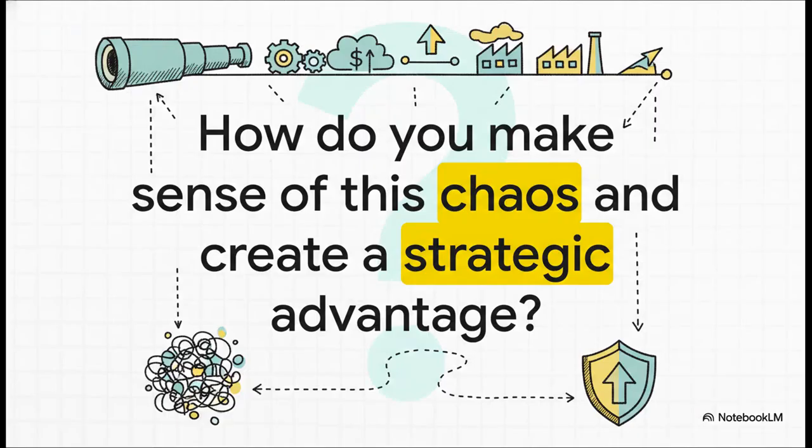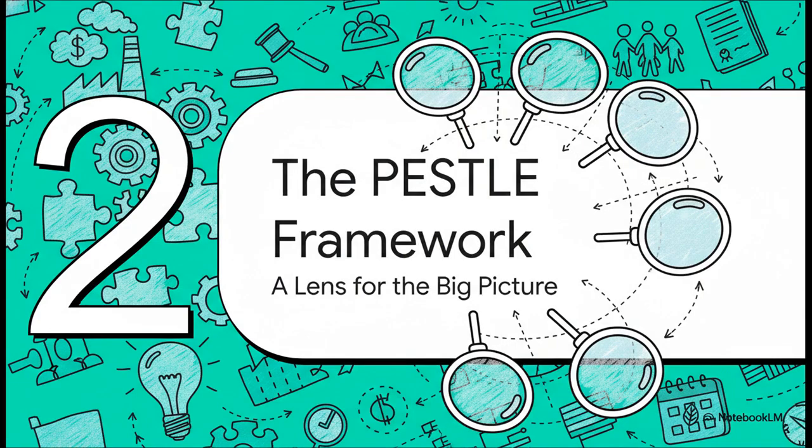So that really begs the question, right? How in the world do you even begin to make sense of all this chaos? And more importantly, how do you turn it into a real strategic advantage for your organization? Well, that's where the PESTLE framework comes in. Honestly, the best way to think about it is like putting on a special pair of glasses. It's a lens that helps you organize all that chaos and see the bigger picture with way more clarity.